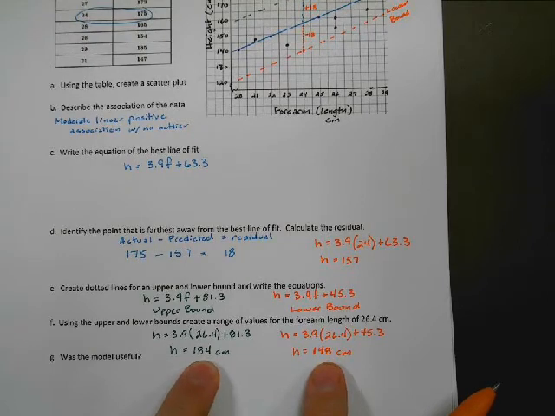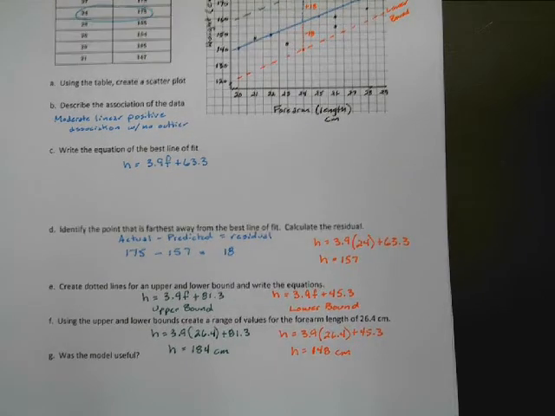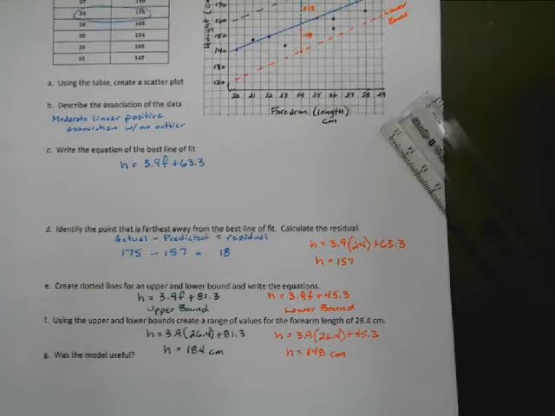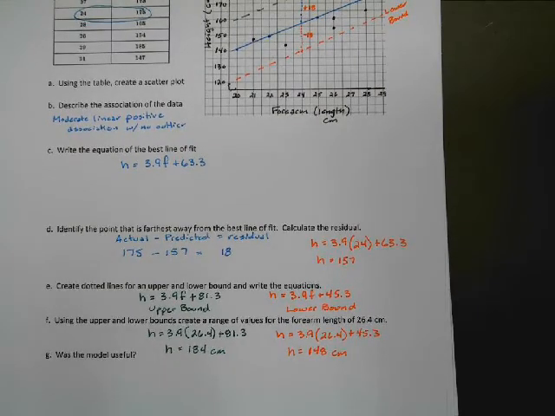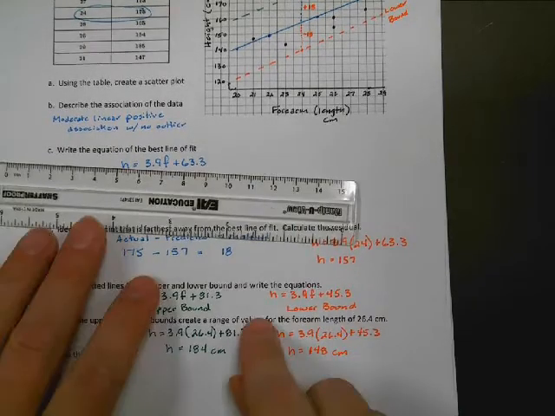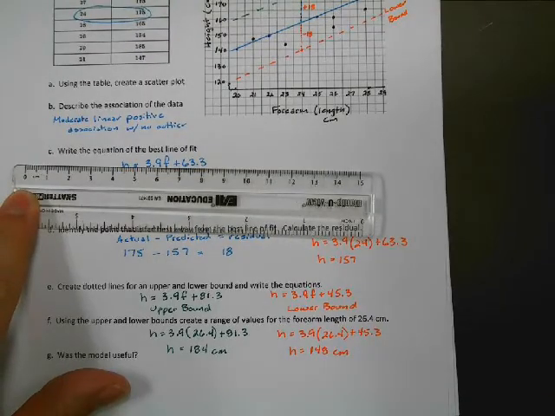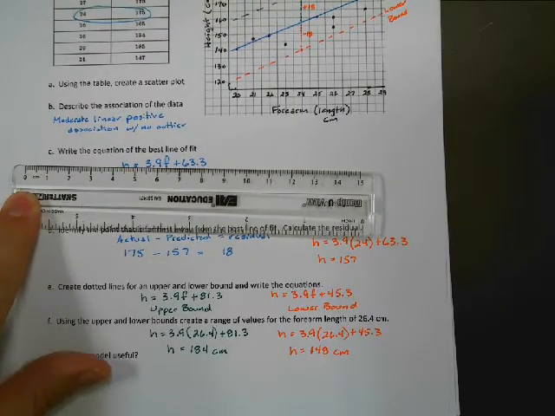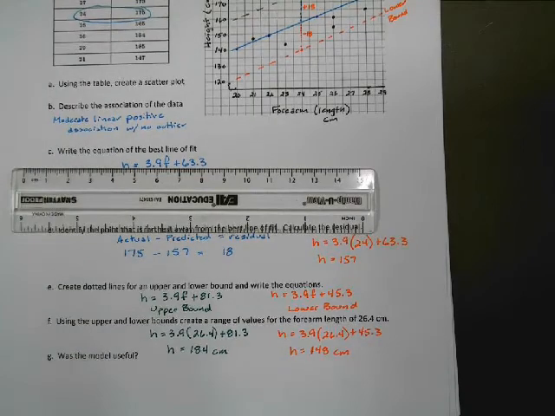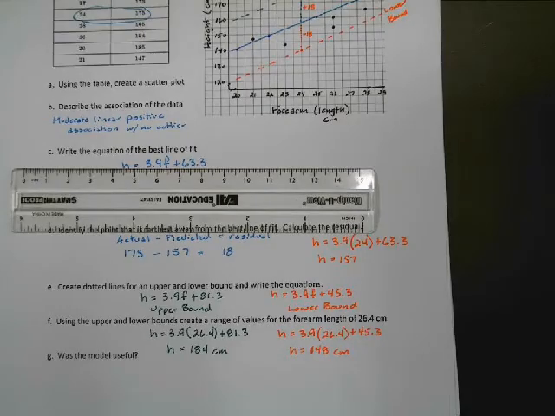184 and 148. That's a lot of centimeters difference between them. Just to give you an idea, 184 minus 148, that's 36 centimeters. Now this is 15 centimeters. That's a lot. So 15 plus another 15 plus some more. That's how different in height. And that's ridiculous. That's like over a foot difference. So no, this model is not helping us because our data is a moderate association.